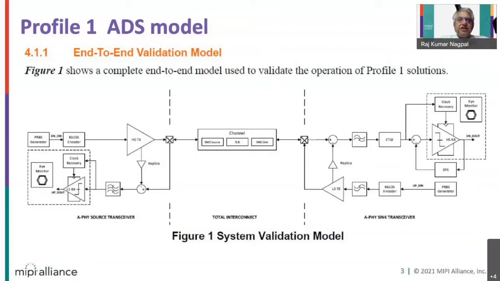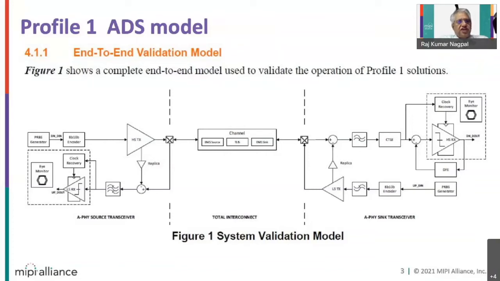Okay, so A-PHY is actually coming in two profiles, profile 1 and profile 2. Profile 1 is NRZ modulation, and profile 1 is for gear 1 and gear 2. My colleague Ido just explained in the previous session how the A-PHY profiles are divided.